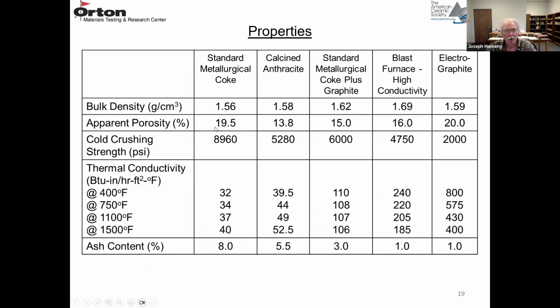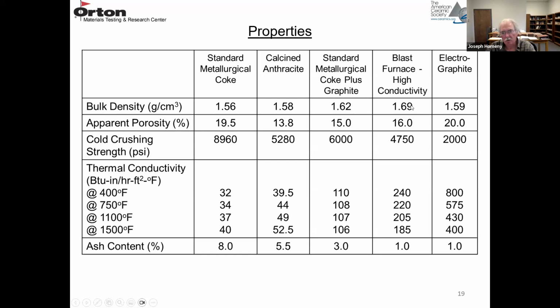So here's some basic properties. This is a standard metallurgical coke. This is amorphous. This is a calcined coal, anthracite. This is a metallurgical coke enriched with graphite. This is a high purity, high graphite content blast furnace material. And this is an electrographite used for electrodes. So this is even another high purity material.